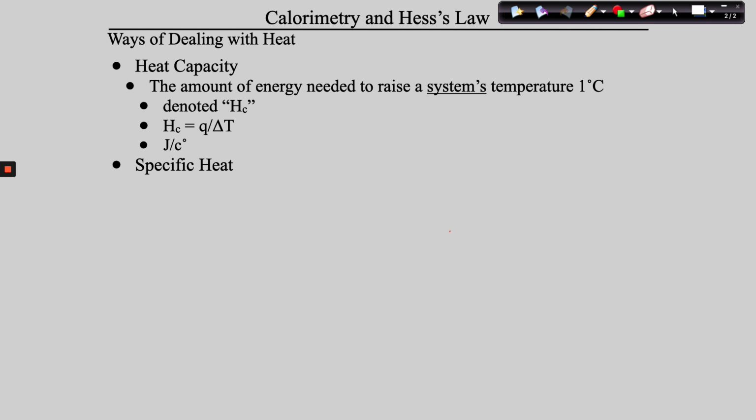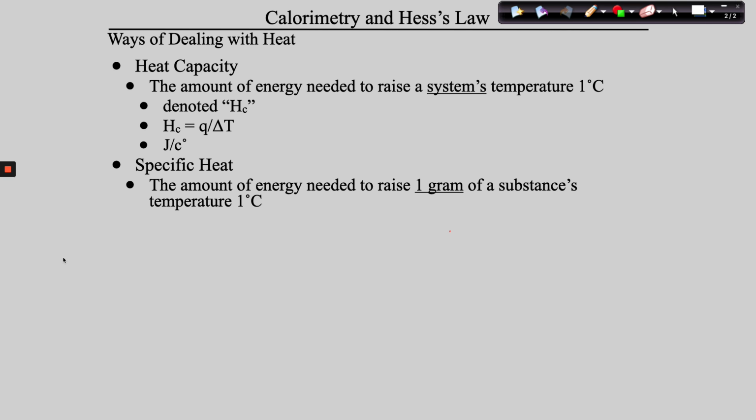So what is specific heat? Guys, the definition for specific heat is this: the amount of energy needed to raise a gram of a substance's temperature 1 degree Celsius. Write that down too. Bless you. Next thing we were going to talk about.